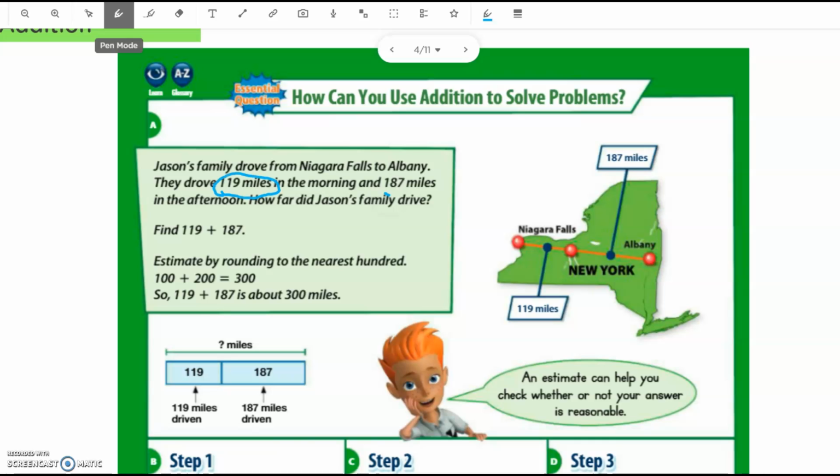119 miles and 187 miles. Now, I don't see an addition keyword in here, so there's nothing I have to box, but I'll underline my question. How far did Jason's family drive? So it looks like it's looking for a total. Whenever my problem is looking for a total, the total amount that they drove, that is an addition problem. Write that out on the side, the word total, and then the addition sign.